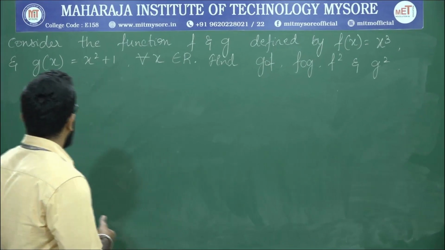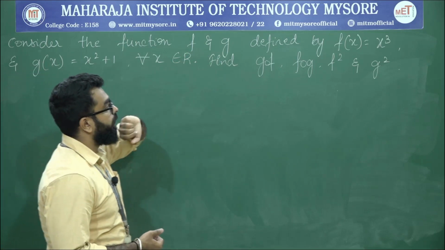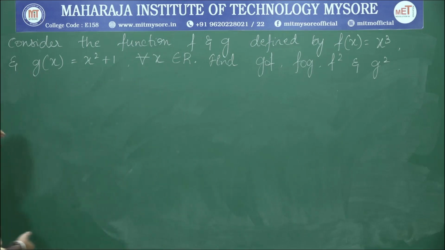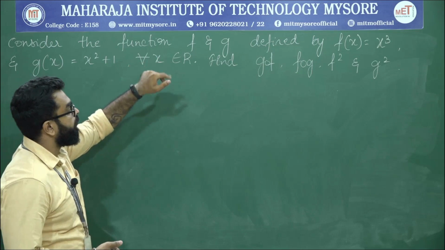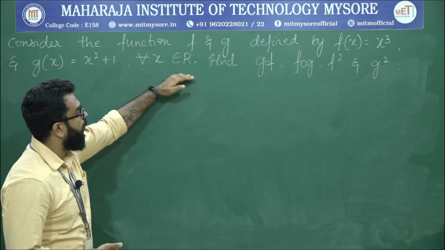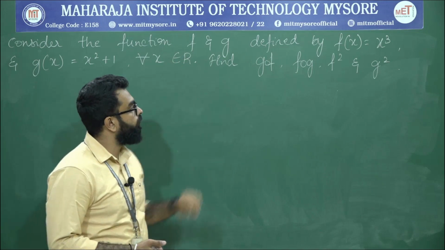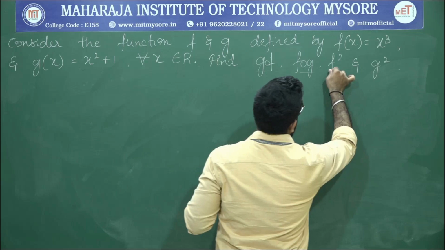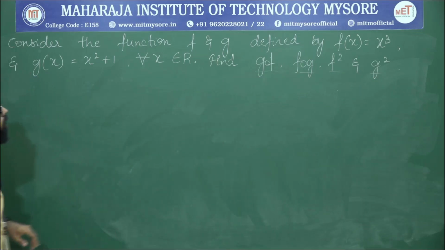Consider the next example here. We have two functions, f and g, defined by f of x is equal to x cube and g of x is defined by x square plus 1. These two functions are defined on the set R, for all x that belongs to R. What we are supposed to find and identify? GOF, FOG, f square and g square. Okay, we will try to do that.